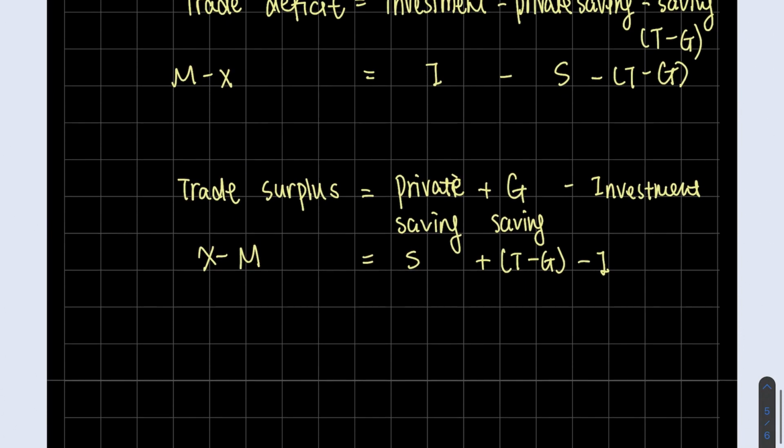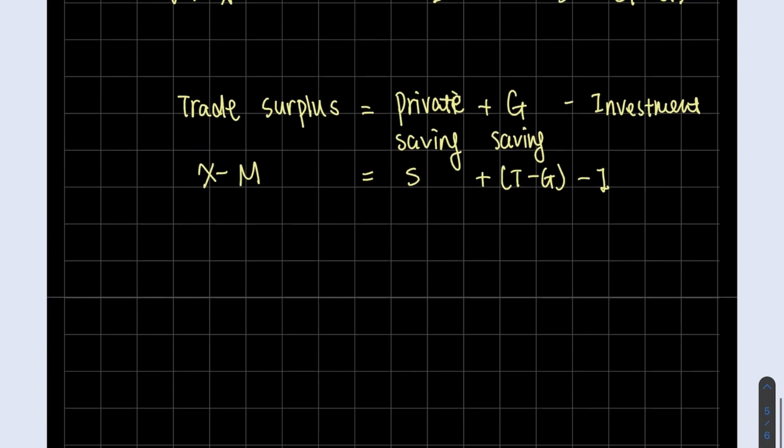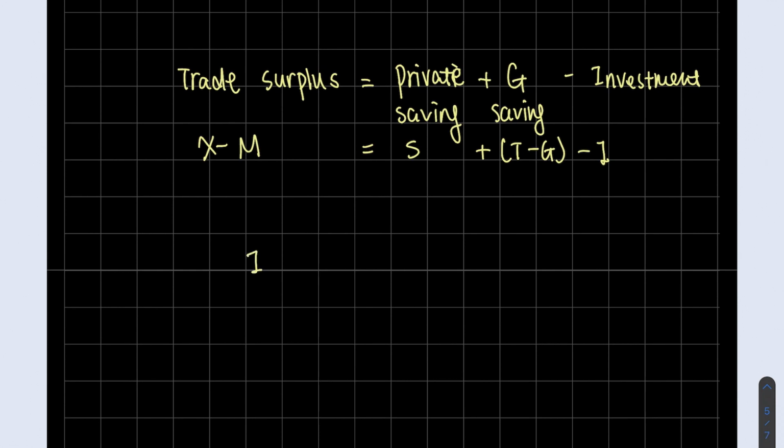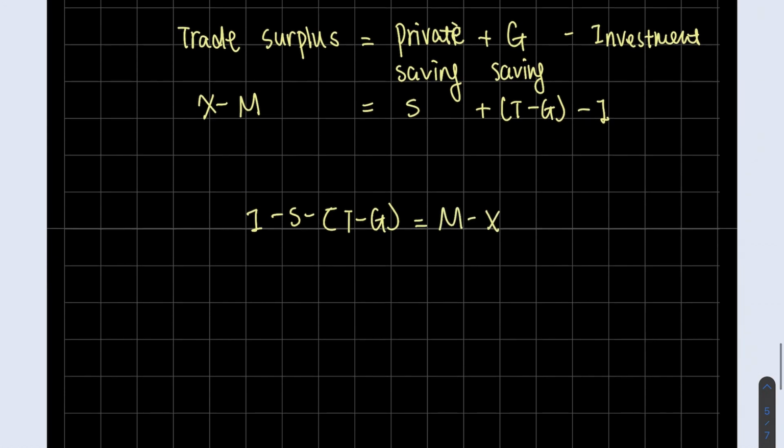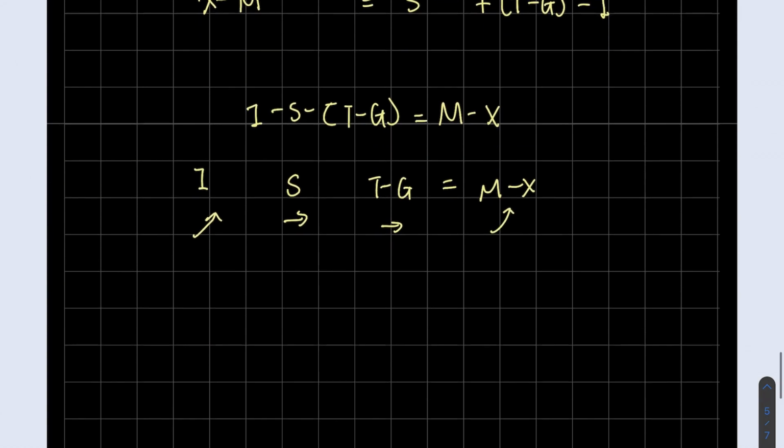Let us say, based on the trade deficit equation, I will rewrite this equation over here to make it clearer for you to see. Equal to the M minus X, the trade deficit. If the I goes up, meaning more investment, but the private saving is no change, and the public domestic saving, which is T minus G, is no change, then the deficit, which is M minus X, will be raised, right?